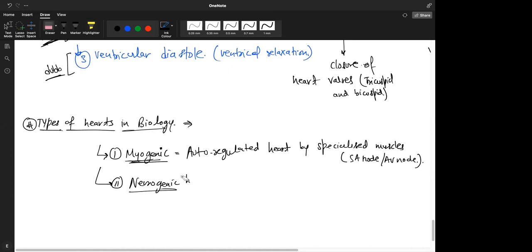Okay. So even a myogenic heart is under the regulation of the brain. It is a regulation through the ANS. So you can write down, in a myogenic heart also, there is an ANS-driven modulation of the heart rate or the heartbeat. ANS is autonomic nervous system.